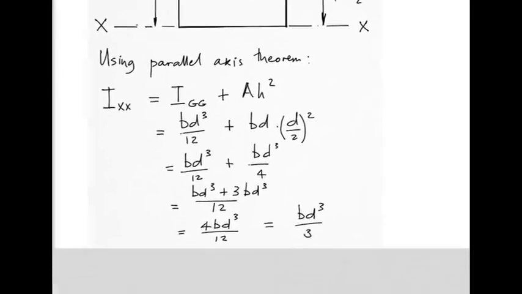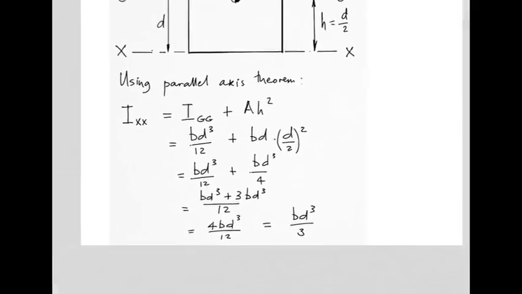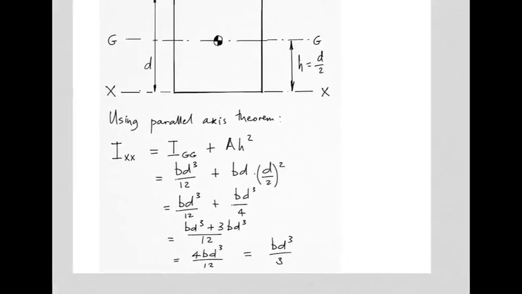Right, so what's the A of the shape? BD, breadth times height. And then we've got to multiply by the distance, remember, that is between the axis through the centroid to this new desired axis, which is d over 2, and that gets squared. Right, so we have BD cubed over 12 plus BD cubed over 4. Common denominator 12, and you add it all together, and there it is, BD cubed over 3.